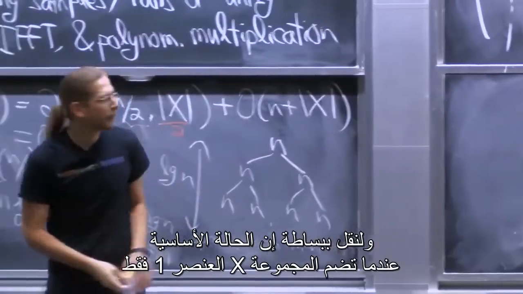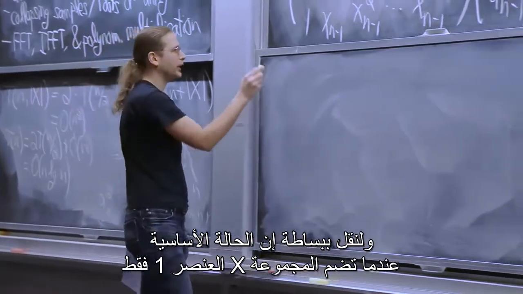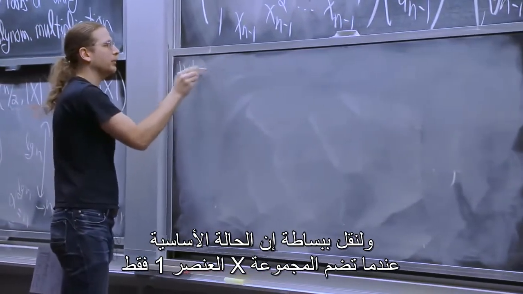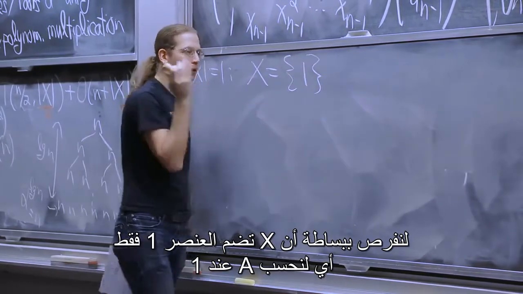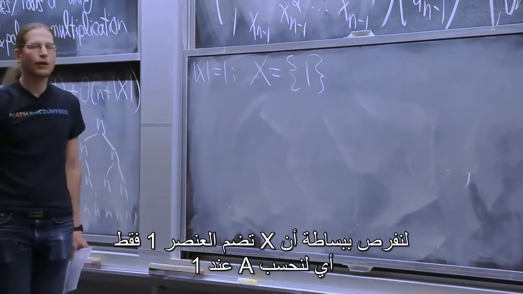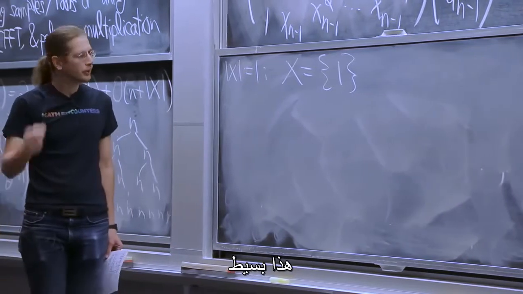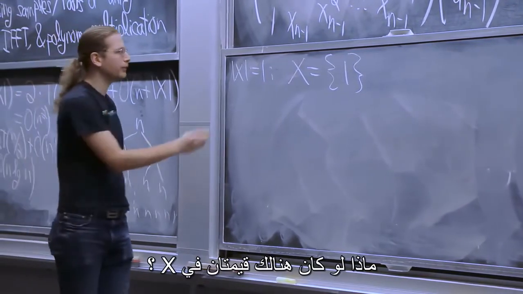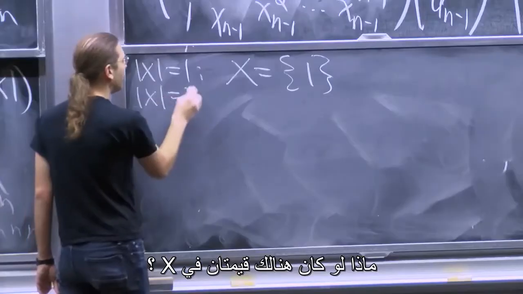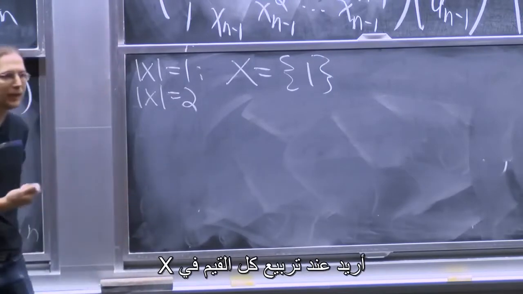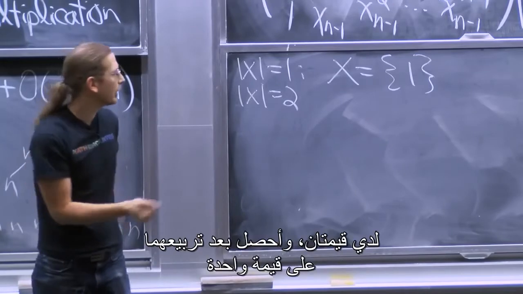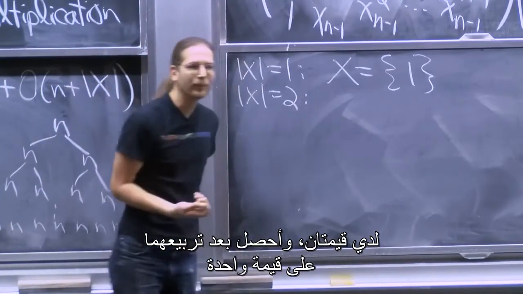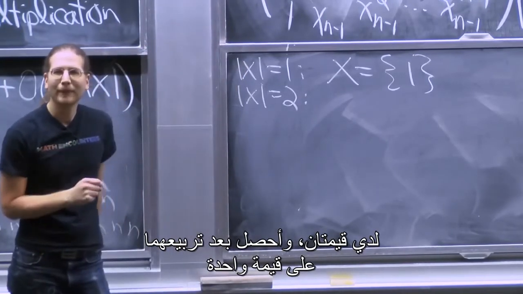What's the base case? Keep things simple. Let's say the base case is when x equals 1, I want to compute my a at 1. Keep it simple. Okay? What if I want 2 values in x? I'd like to have the feature that when I square all the values in x, so I want 2 values, but when I square them, I only have 1 value.